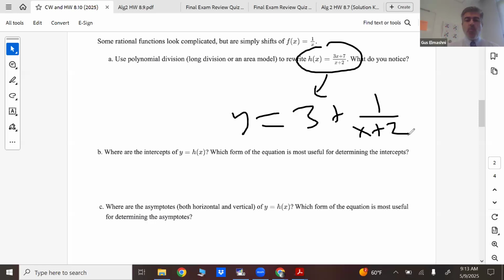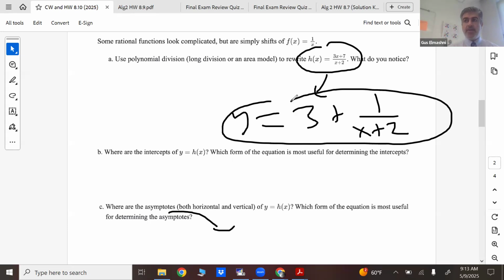So now, what are my asymptotes for this? If y equals 3 plus 1 over x plus 2, what's my vertical asymptote? Let me finish. What's my vertical asymptote? Negative 2, good. And how about the horizontal asymptote? y equals positive 3. You always keep it the same.